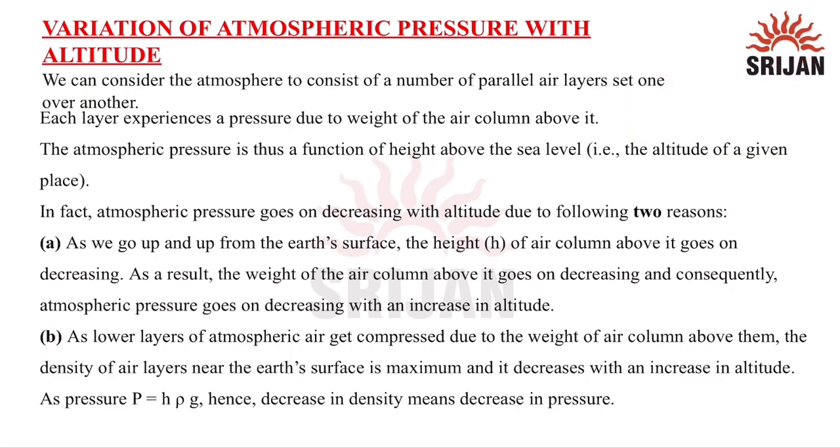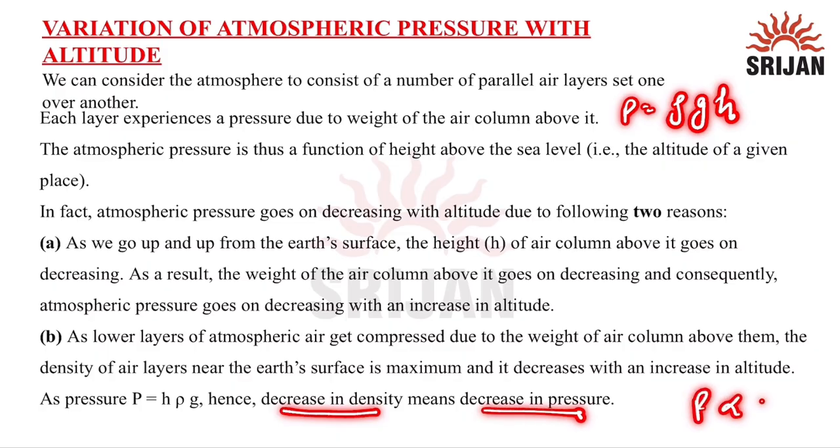Second, as the lower layers of atmospheric air get compressed due to the weight of the air column above them, the density of the air layers near the Earth's surface is maximum, and it decreases with the increase in altitude. We know that pressure is equal to rho g h. Hence, we can see that a decrease in density also means a decrease in pressure, because pressure is directly proportional to density as well.